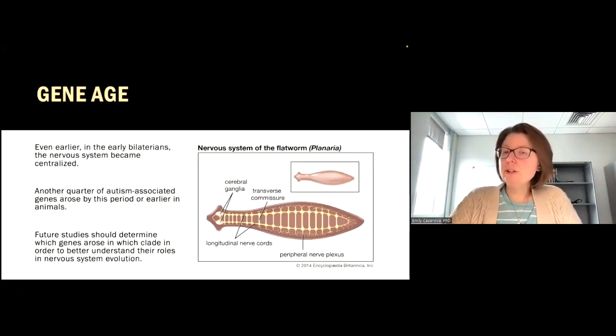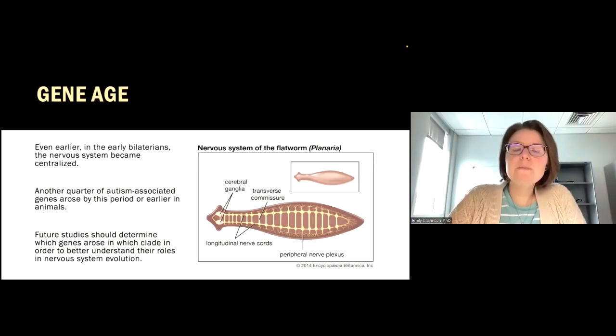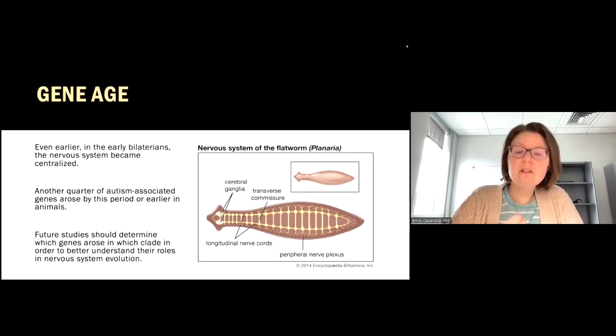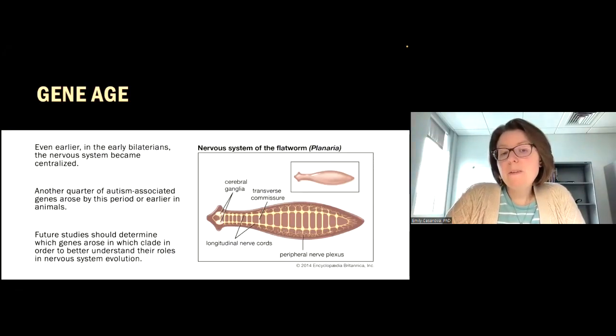All right. Even earlier, we were talking about those bilateral organisms, and before that, the nervous system was not centralized. Like I said, they kind of had nets of nerves around their body, but they did not have a centralized nervous system. And so at least by that point, we see another quarter of autism genes that probably arose and may be involved in centralization of the nervous system. So there are some huge steps in nervous system evolution that are part and parcel of those time periods and may be associated with autism genes, which I find absolutely fascinating.